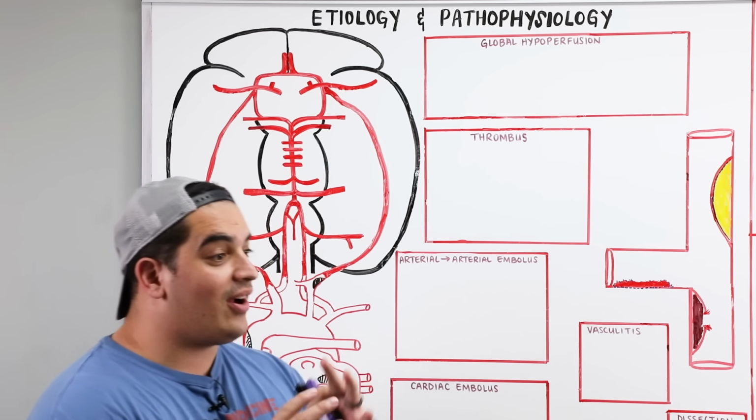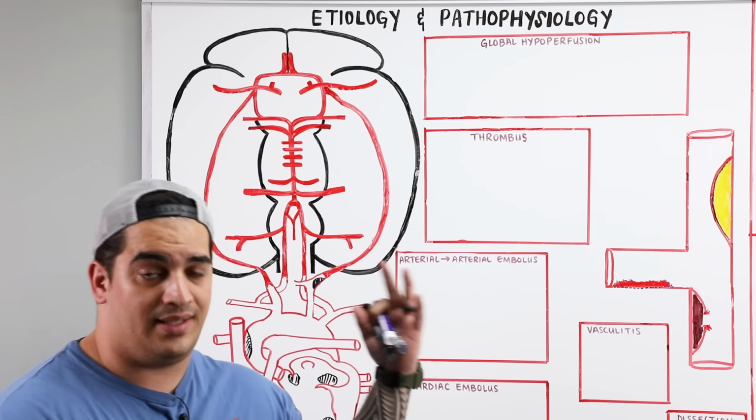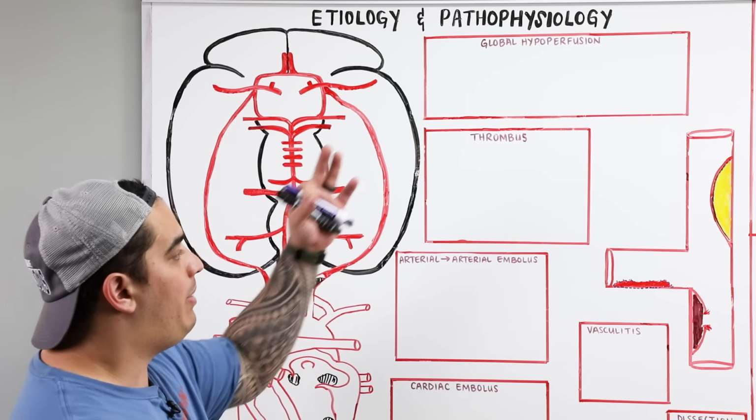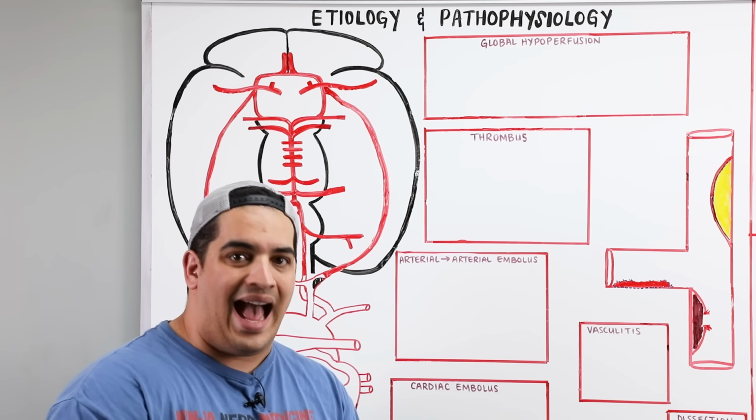All right, so let's start talking about acute ischemic stroke. Particularly, we have to talk about the causes of it, the etiology, and then how those particular causes lead to acute ischemic stroke, the pathophysiology. What we're going to do is talk about the causes in different categories, if you will.